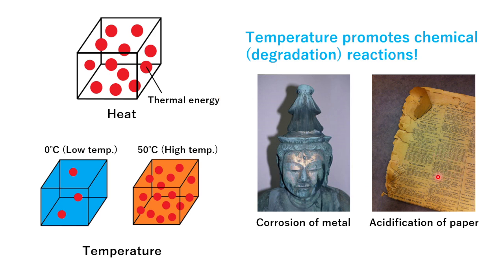Similarly, when acidic paper is placed at a higher humidity, acid hydrolysis progresses, and oxidation degradation progresses as the area in contact with oxygen increases. The higher the temperature, the faster these chemical reactions proceed. Heat refers to the energy possessed by an object, as shown here.